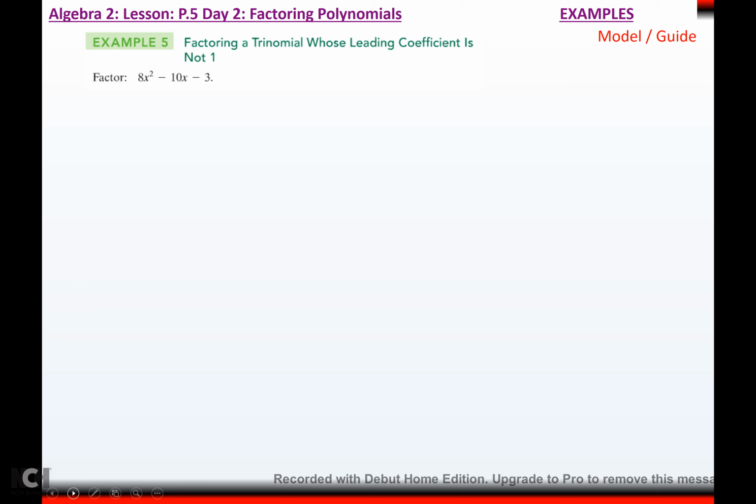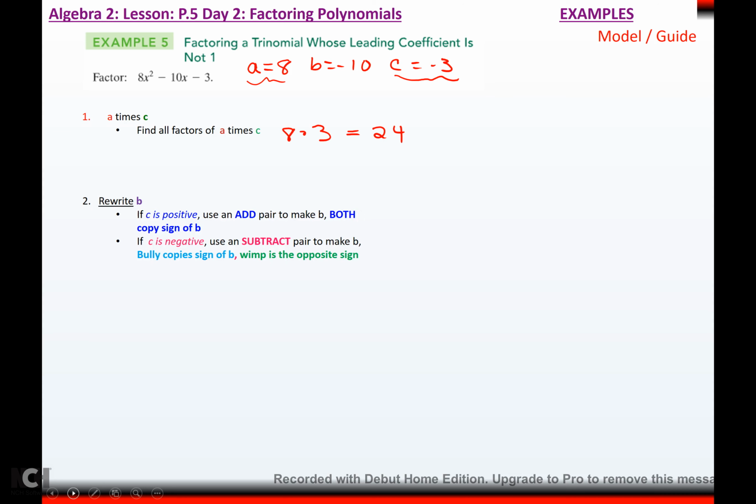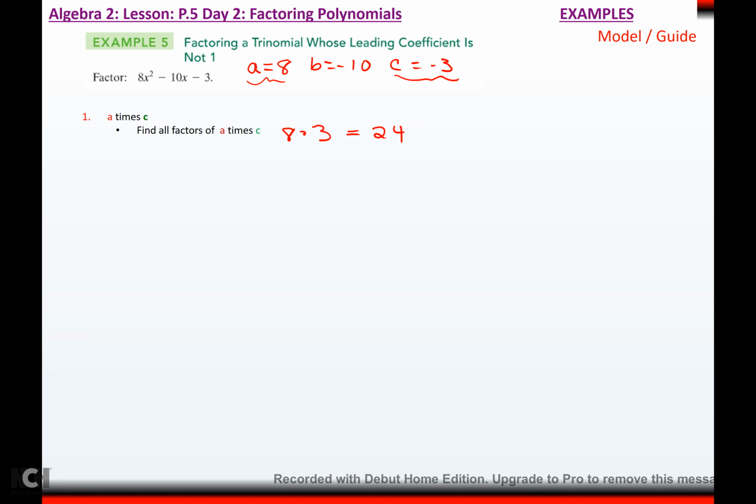It says factoring a trinomial whose leading coefficient is not 1. In this particular trinomial, a is 8, b is negative 10, c is negative 3. You can tell a is not 1, which means we can't do the easy way we learned last week. So, step one says a times c. You can look at signs, but I'll take care of that in the next couple of steps. a is 8, c is 3, 8 times 3 is 24. Then find all the factors. For 24, I can make 1 times 24, 2 times 12, 3 times 8, 4 times 6, 5 is a decimal, 6 times 4, we already have the pair.